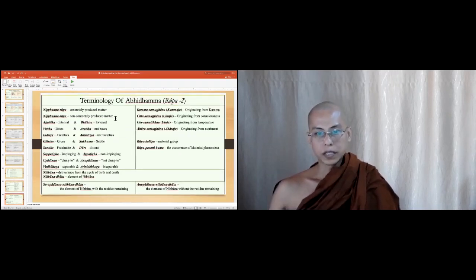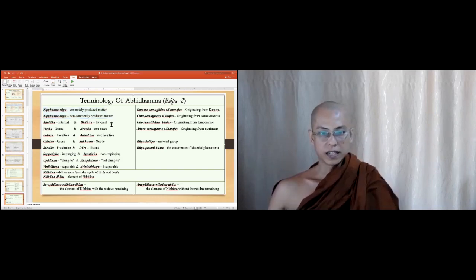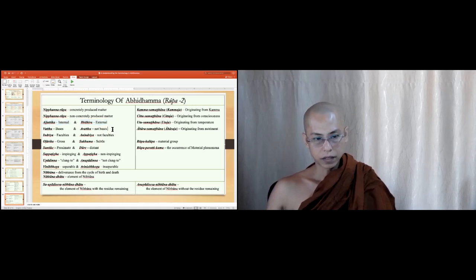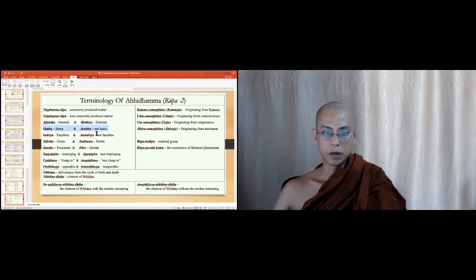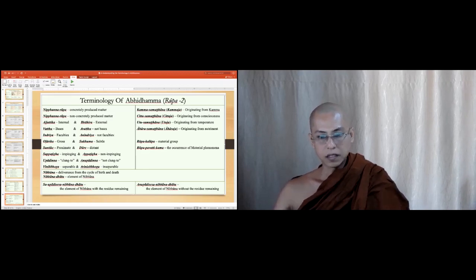Then the 28 rupa can be divided into two in another way, nibbana rupa and anibbana rupa. Nibbana, concretely, anibbana, non-concretely. And also another classification, ajjhattika and bahira. Ajjhattika is called internal and bahira external. Then vatthu, base, avatthu, not base. Indriya, faculty, and anindriya, not faculty, etc. So this is also a classification of the term. We will see it in the Rupa chapter, the classification in the specific materiality.